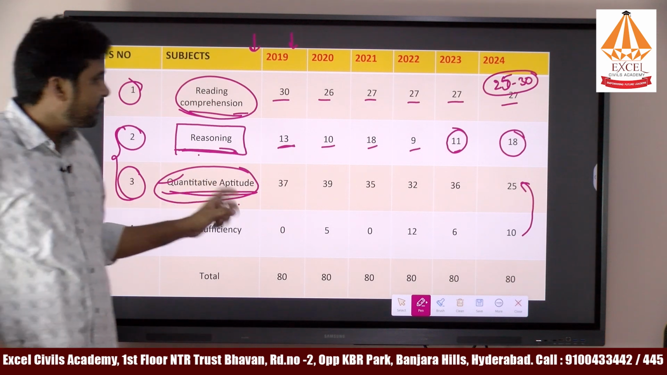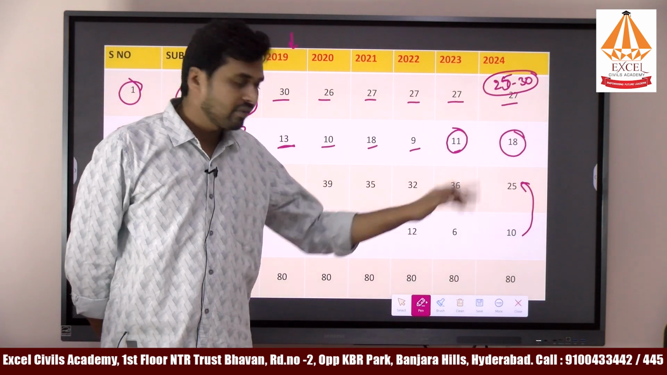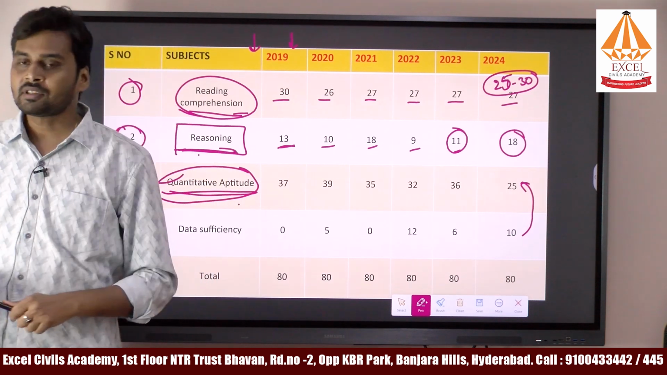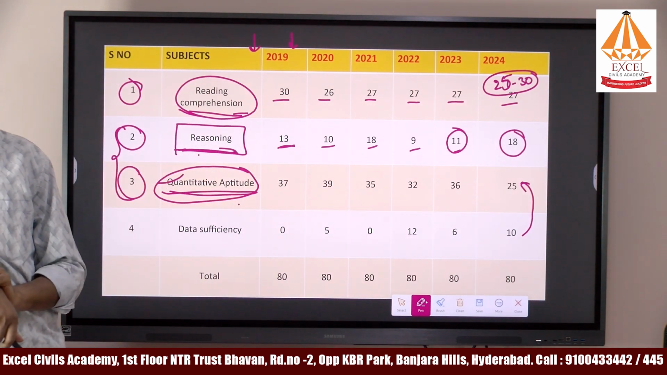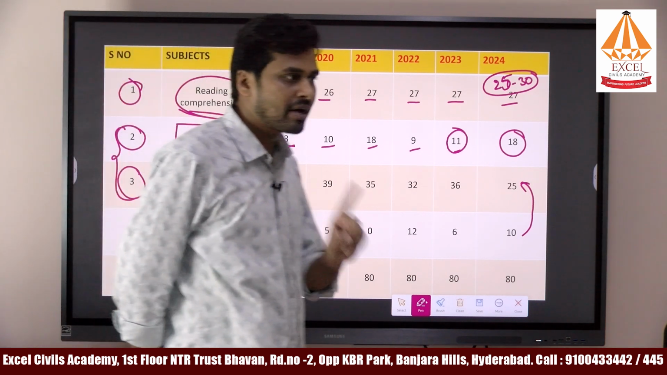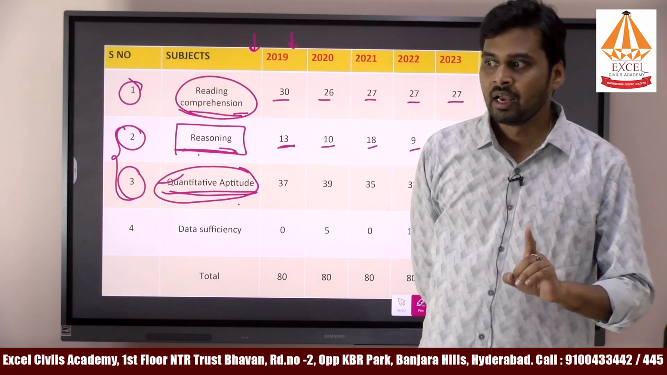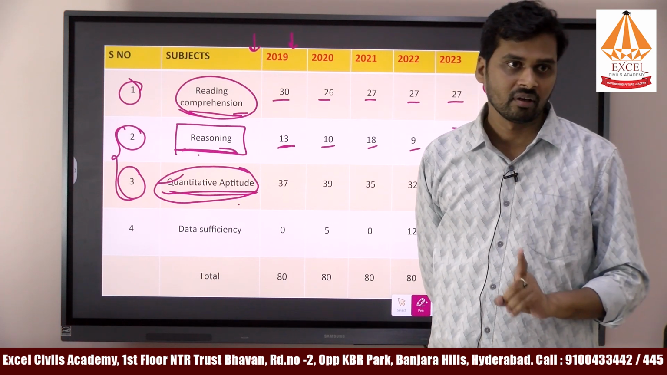You can see that the number of questions given were 37, 39, 35, 32, 36, and again 35. So almost 50% of your paper is only quantitative aptitude. So you must practice it, whether you are a maths background student or a non-math background student, it doesn't matter. You will have to prepare for quantitative aptitude, right?